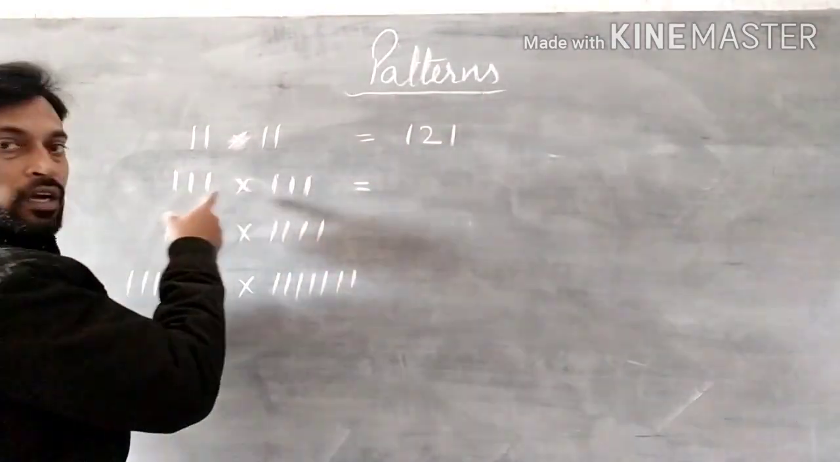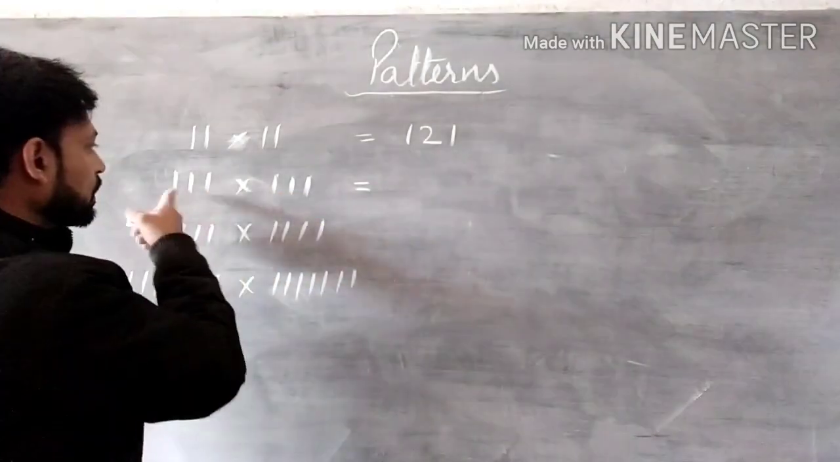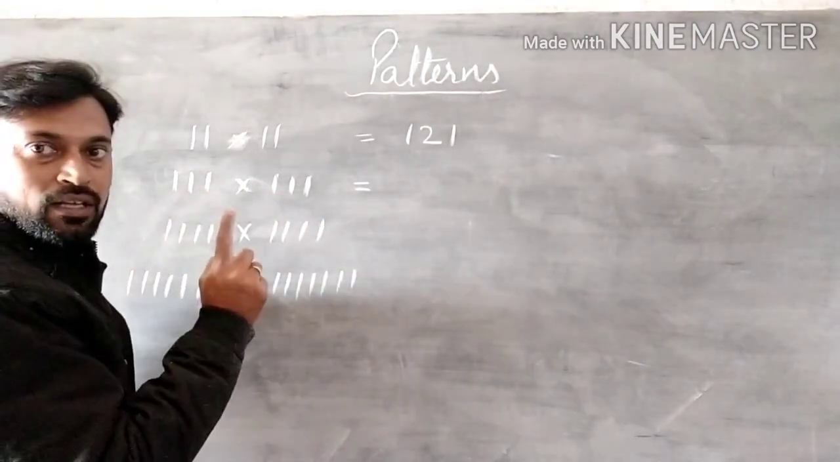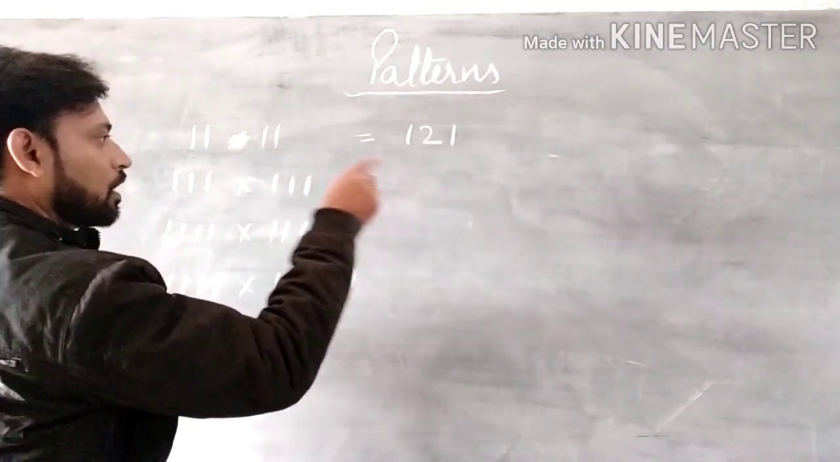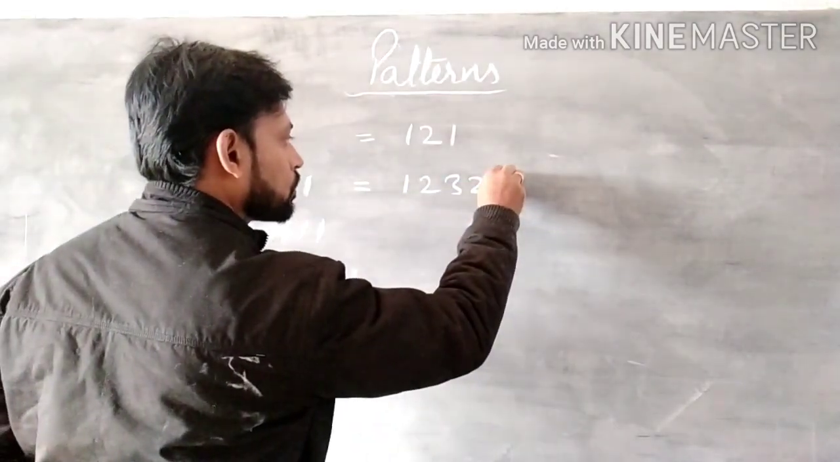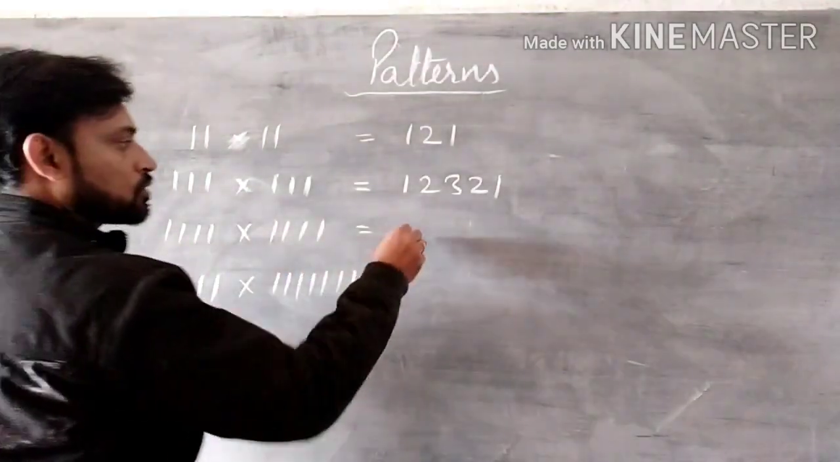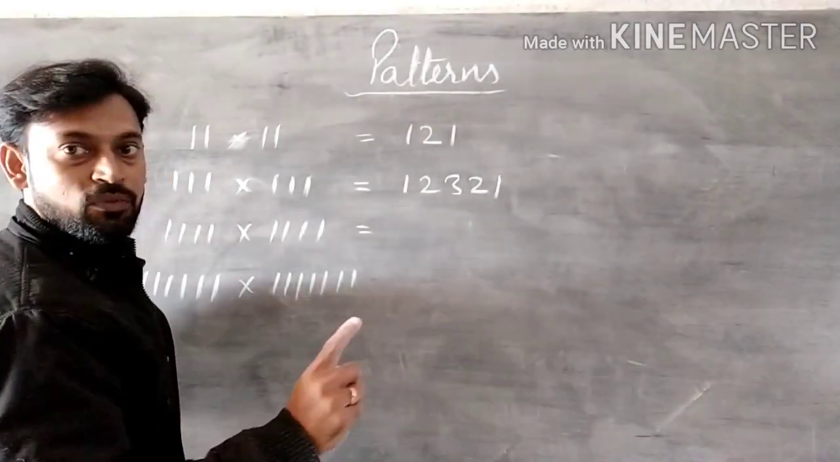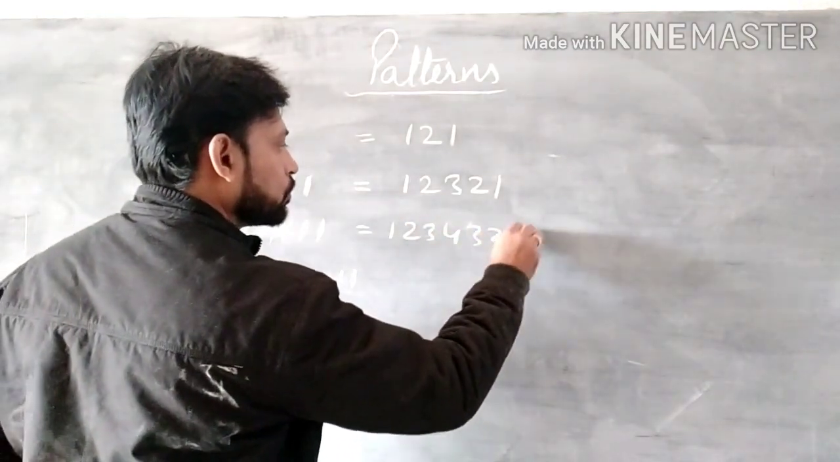Now here 111 into 111. Here 3 ones are there. So the middle digit of the product is 3. So 1, 2, 3, 2, 1. Now here we have 4 ones. So the middle digit will be 4. So 1, 2, 3, 4, 3, 2, 1.